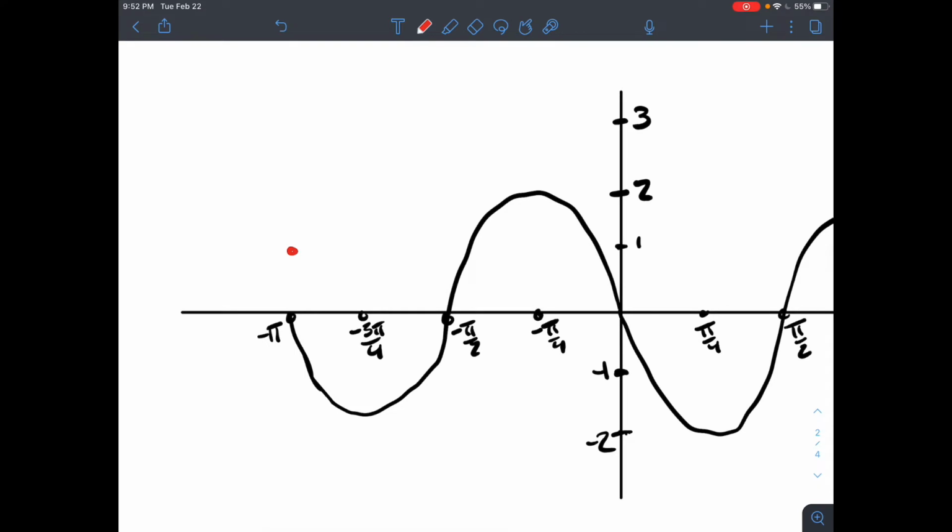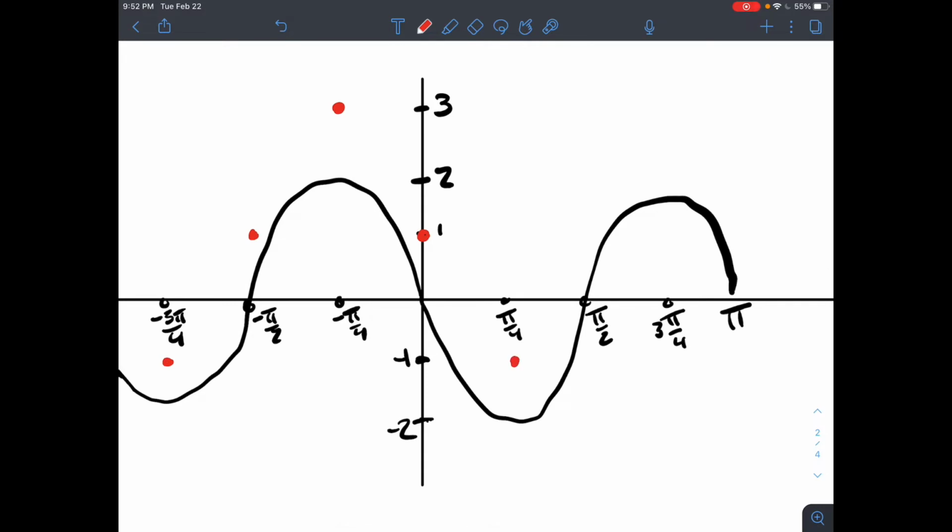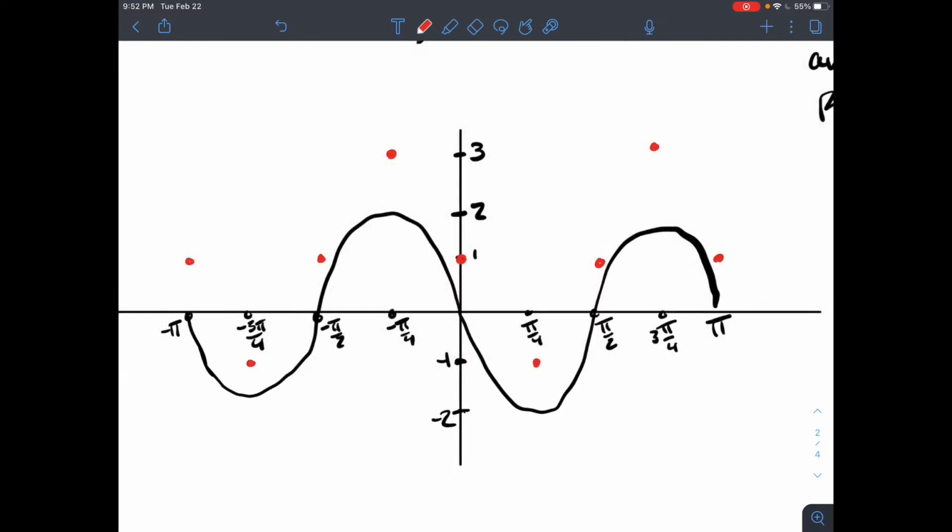It's going to be here, here. This point goes to here. Oops. Here. It's at 2 goes up top. 0 is going to go to 1. Negative 2 to negative 1. Something like that. And then, as we've done before, let's go ahead, connect the dots.